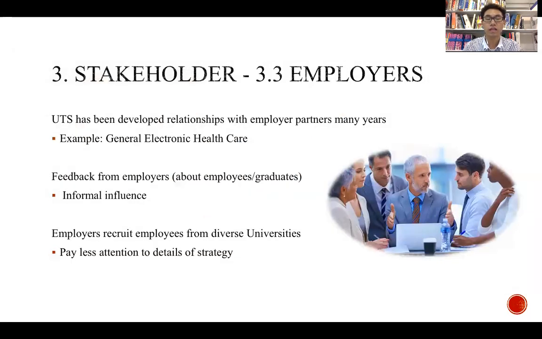Employers. UTS has developed relationships with employer partners in the past few years, since employers could give feedback about their employees to UTS. It is important for making strategy. It is informal influence, so employers have high-level power. However, employers recruit employees from different universities. They may not care about detailed information of the UTS strategy. So that's a low-level attention.